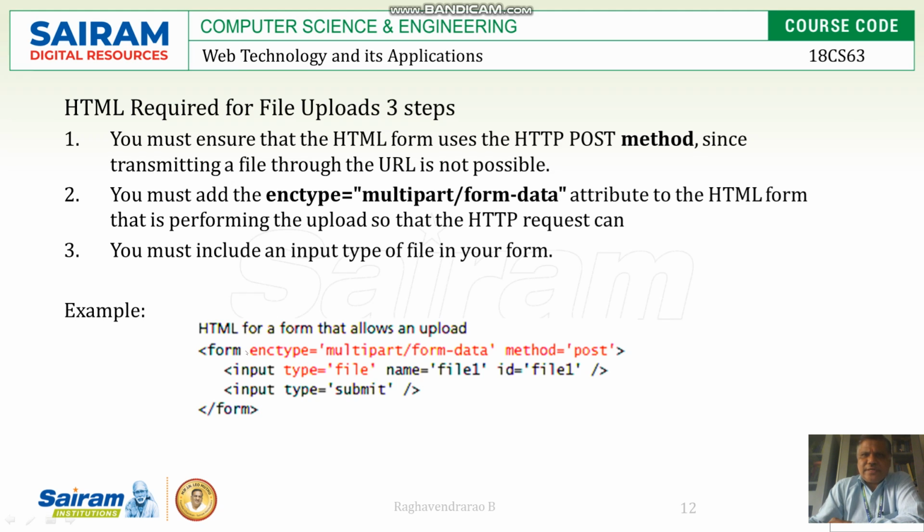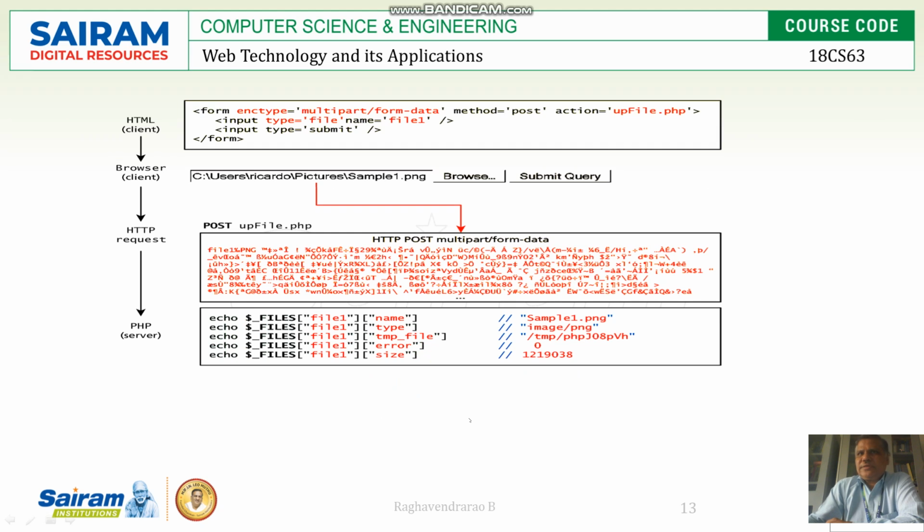So here is the example for that. Form enctype is multipart/form-data. Method is post. Input type is file. Name is file, id is file1, because you'll use either the name attribute or the id attribute to fetch the data.